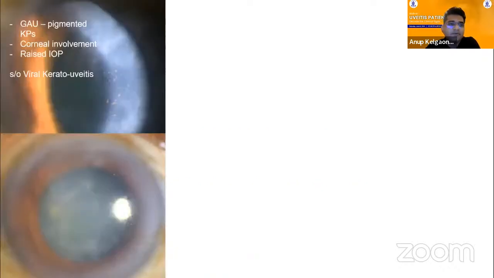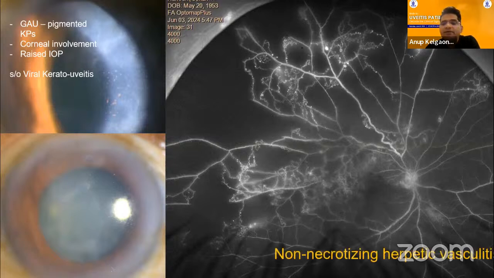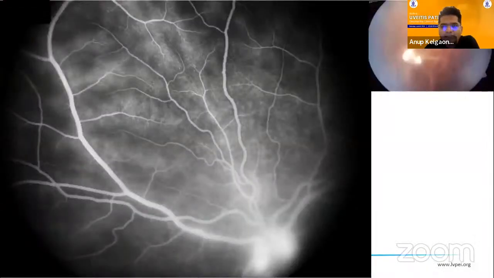So let's dive in. This patient had a granulomatous anterior uveitis, corneal involvement, KPs. We have seen recently in an earlier presentation, viral keratouveitis. But you see posteriorly, there are a lot of occlusions that we saw in this patient and a lot of capillary non-perfusion areas, which is referred to as non-necrotizing herpetic vasculitis. So in a case of anterior viral uveitis, look into the back of the eye for two things. One is ARN, or a non-necrotizing herpetic vasculitis or a retinitis.